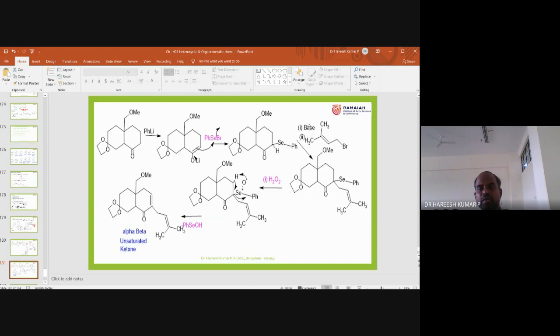As usual, what will the base do? It will capture this proton. Once the base captures this proton, there will be an anion formation. So this anion attacks this compound. What is the name of this compound? This compound is called prenyl bromide.